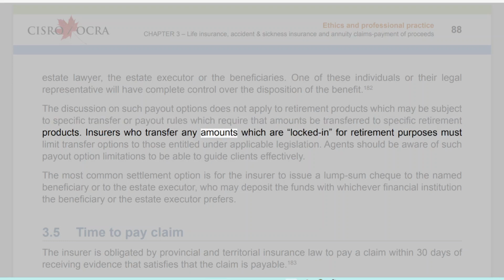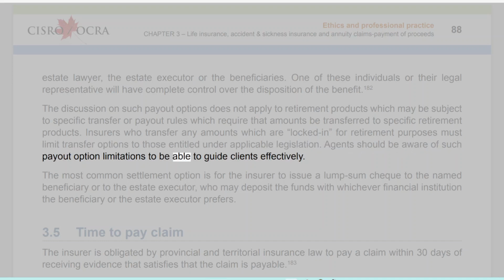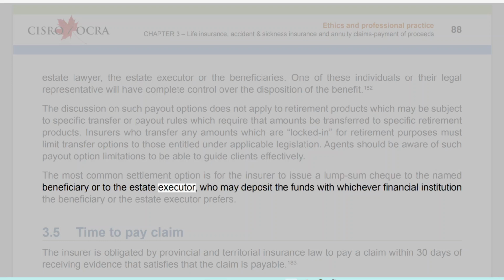Insurers who transfer any amounts which are locked in for retirement purposes must limit transfer options to those entitled under applicable legislation. Agents should be aware of such payout option limitations to be able to guide clients effectively. The most common settlement option is for the insurer to issue a lump sum check to the named beneficiary or to the estate executor, who may deposit the funds with whichever financial institution the beneficiary or the estate executor prefers. 3.5 Time to pay claim.